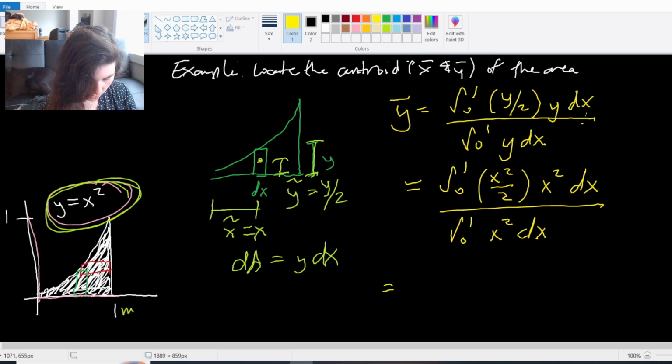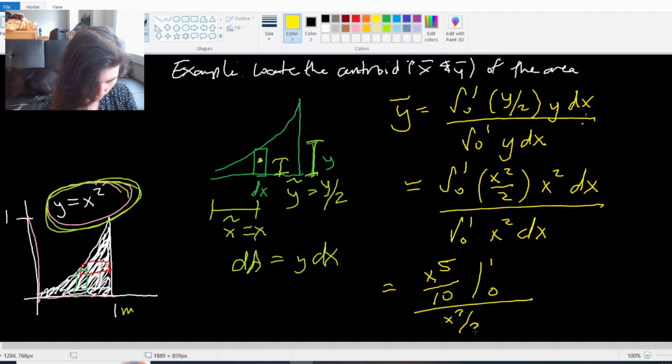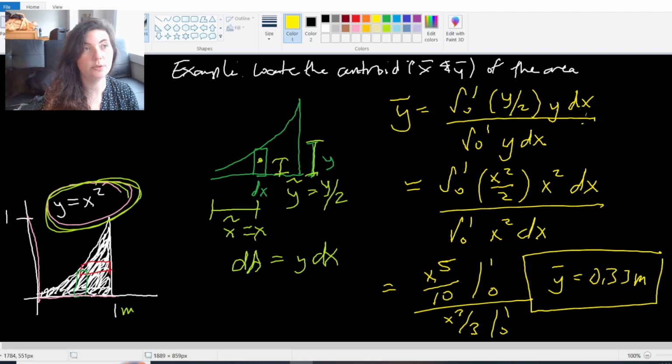So when I perform these integrals, I have x to the 4th over 2, so the integral of that is going to be x to the 5th over 10 from 0 to 1. And that's all over, again, x cubed over 3 from 0 to 1. Exact same integral on the bottom. So this gives me a y bar value of 1/3. 0.33 meters is our y bar value, right?